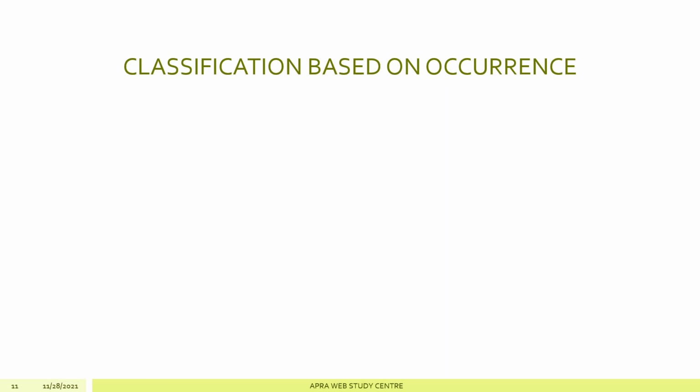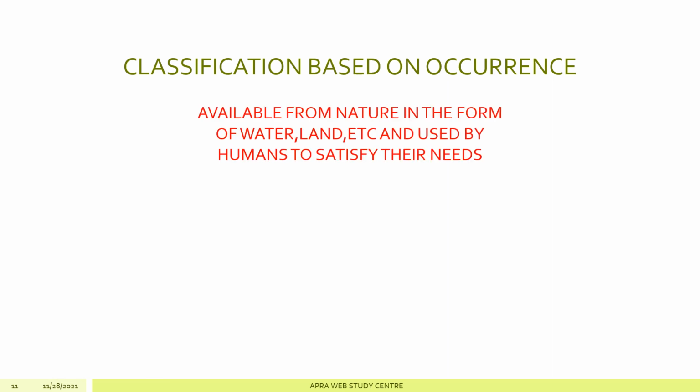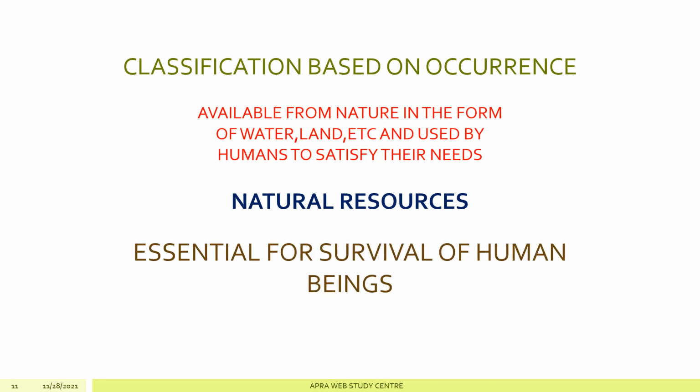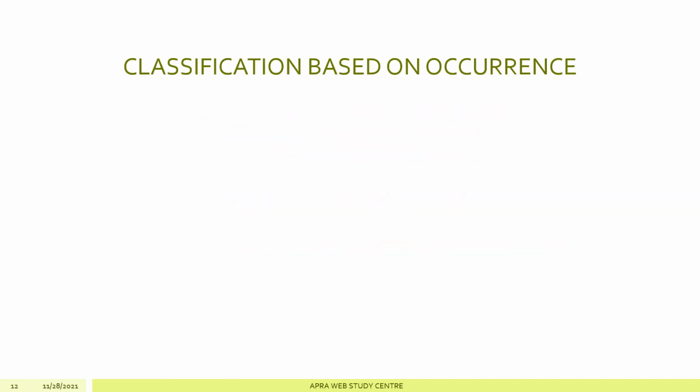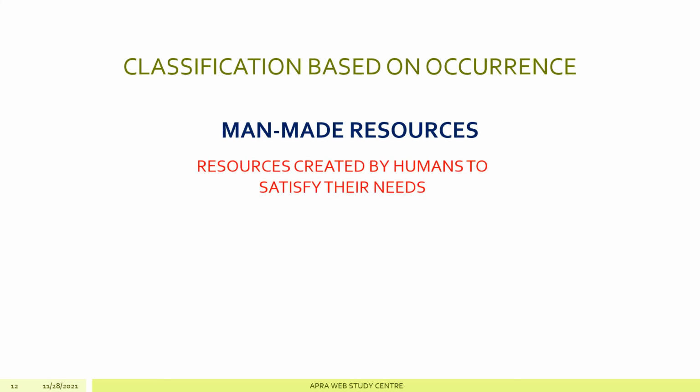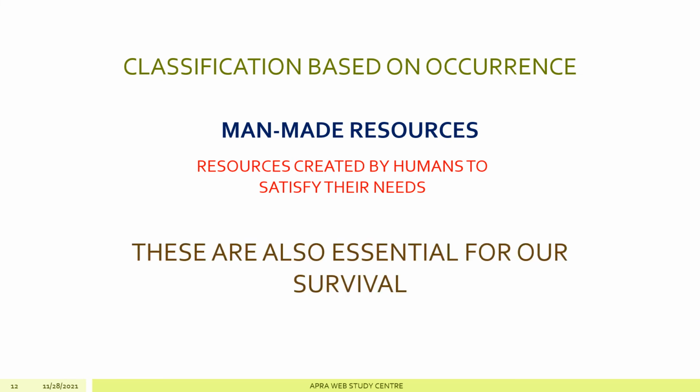Now, let's take a look at classification based on occurrence. Resources available from nature in the form of water, land, etc., and used by humans to satisfy their needs are known as natural resources. Many of these natural resources are essential for the survival of human beings. Now, on the other hand, we have man made resources. These are basically resources created by human beings to satisfy their needs. These are also essential for our survival.